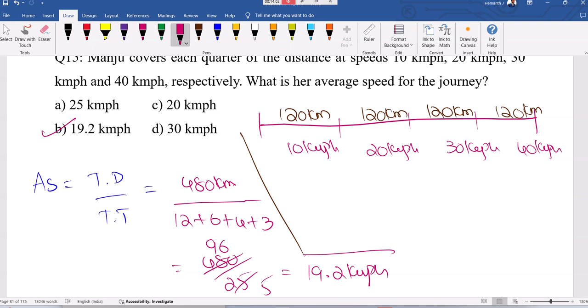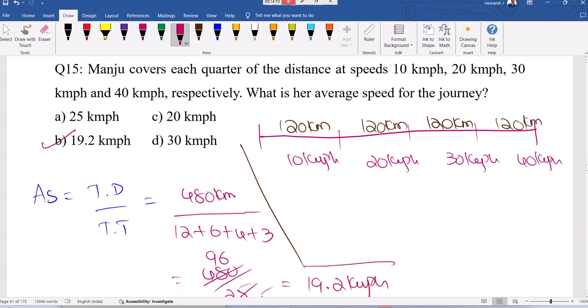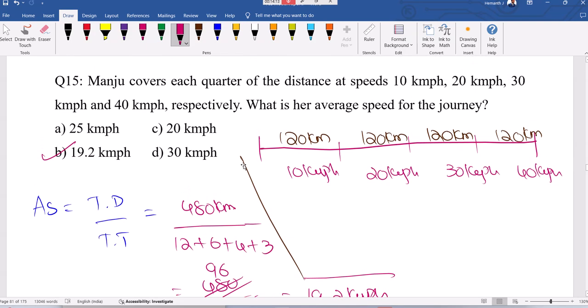Now see this. Time, speed and distance. Around 15 questions.